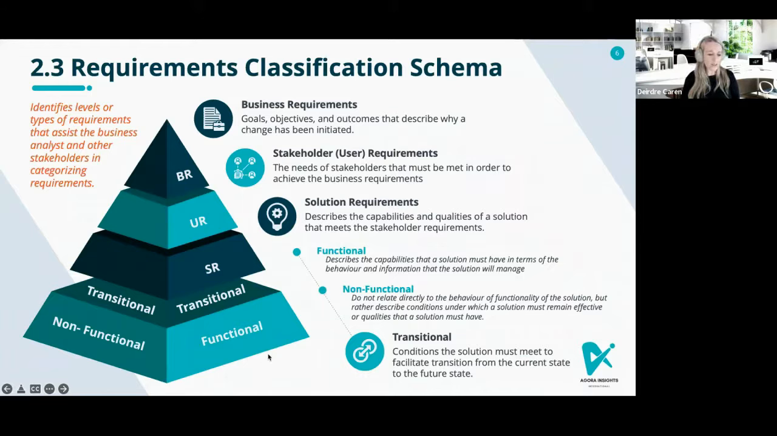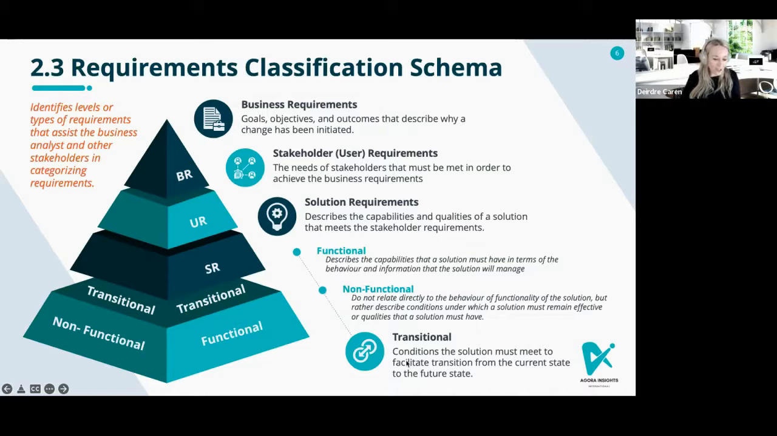And I always say this is about how it feels. So things that are not necessarily about the function, but why we choose one product over another is because of the way that it performs. So a non-functional requirement does not relate directly to the behavior of a function, but rather describes the conditions under which a solution must remain effective, or qualities that the solution must have to remain effective.